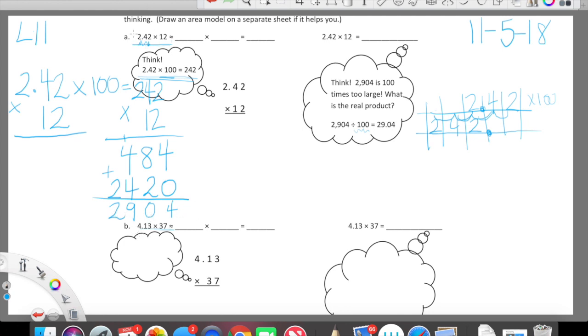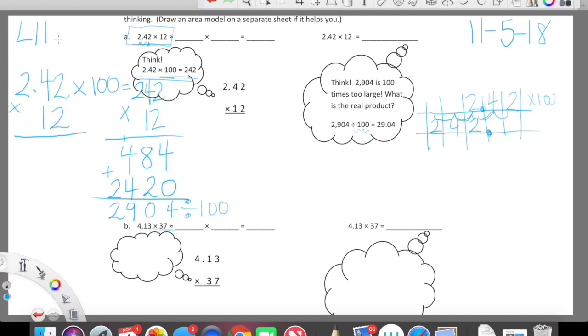But that's not the exact problem that we were trying to solve. Remember, we're actually trying to solve 2.42 times 12. In the beginning, we multiplied 2.42 by 100 to temporarily shift this out of decimal land and into whole number land. By multiplying 2.42 by 100, we were able to shift each of the digits into whole numbers. Now, in order to determine the answer to the original problem, all we're going to do, you guys, is divide by 100.